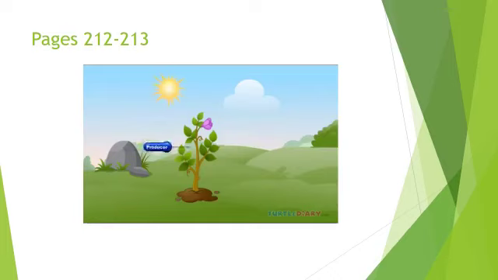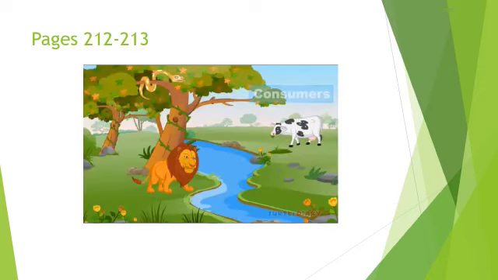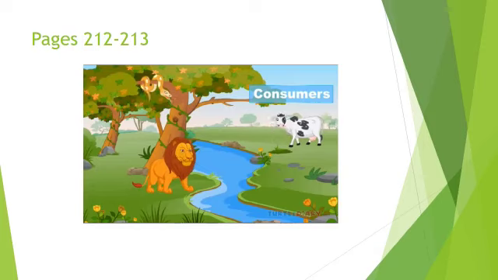Plants are called producers because they produce their own food from sunlight, water, and the nutrition that they get from the soil. Animals are called consumers because they cannot prepare their own food and are directly or indirectly dependent on plants for their energy. Some animals eat plants and some eat animals for energy.